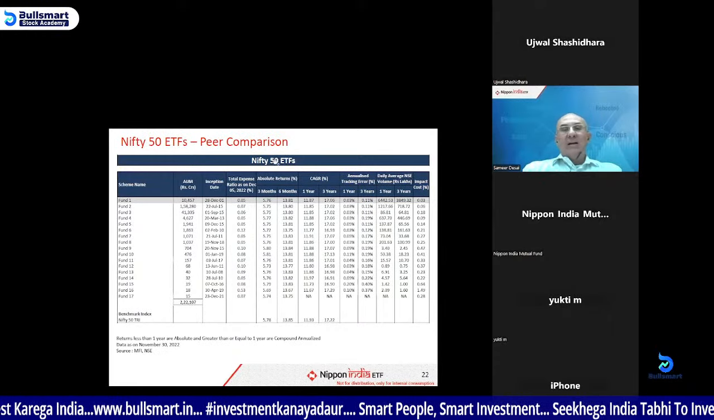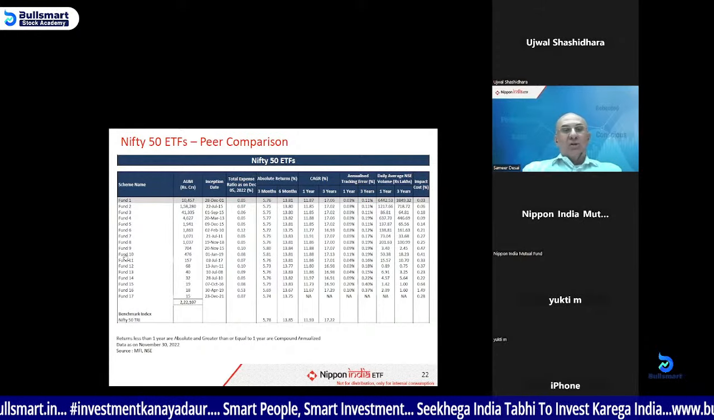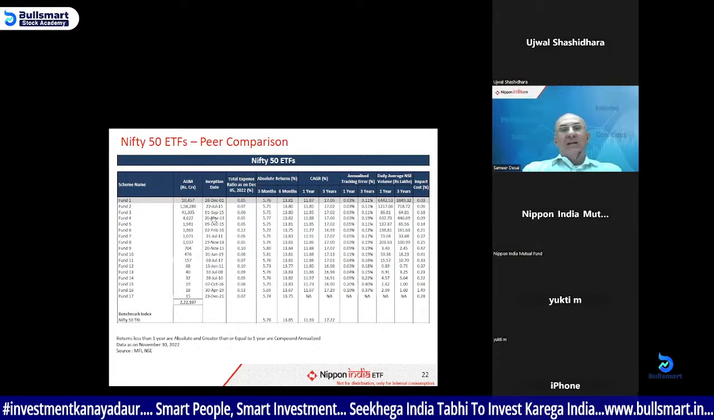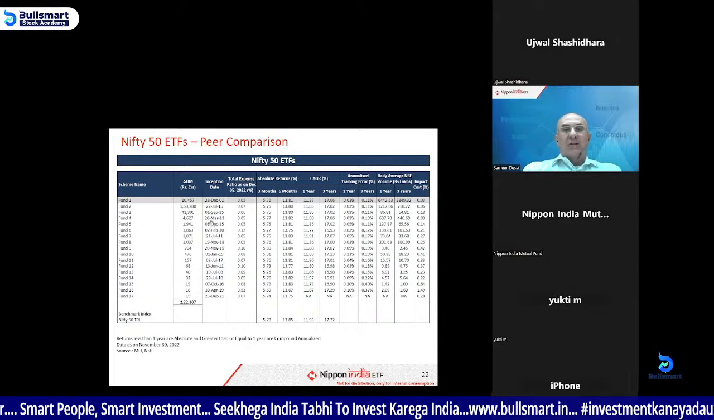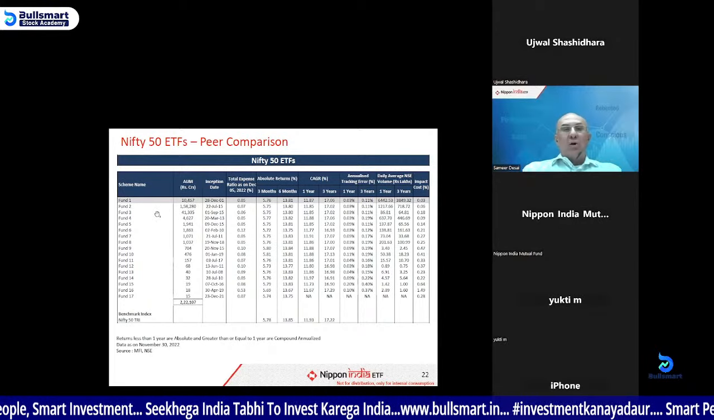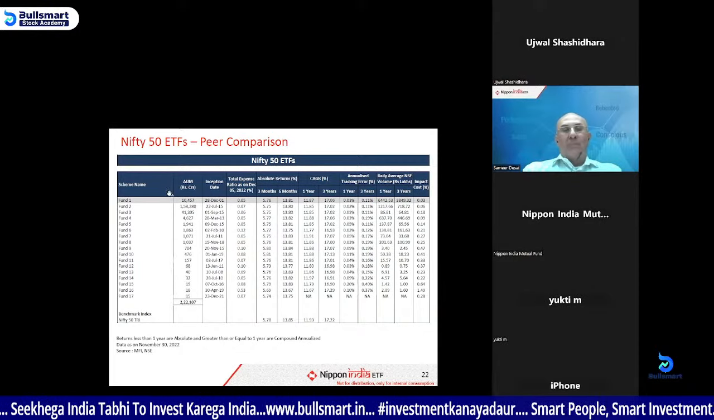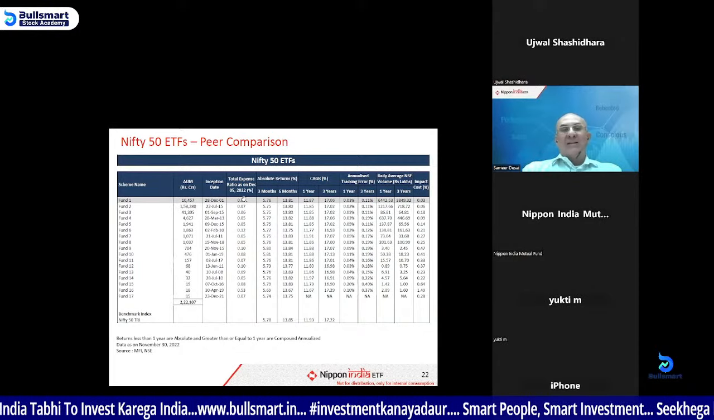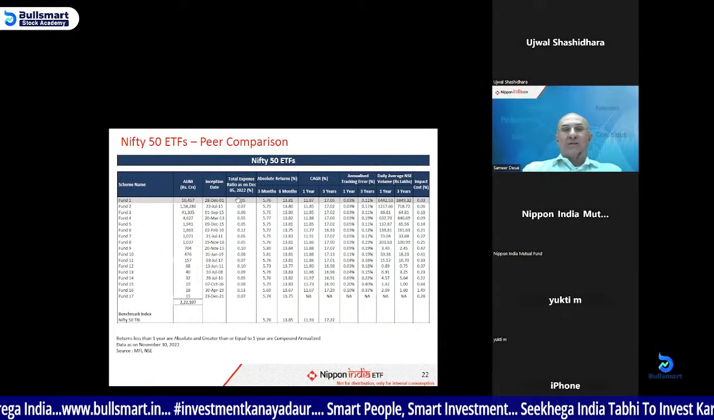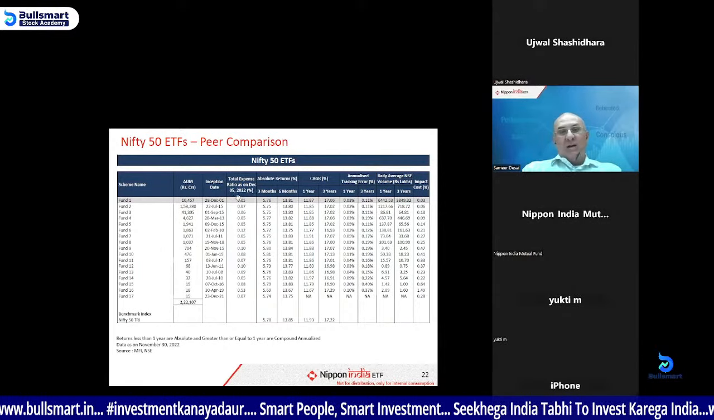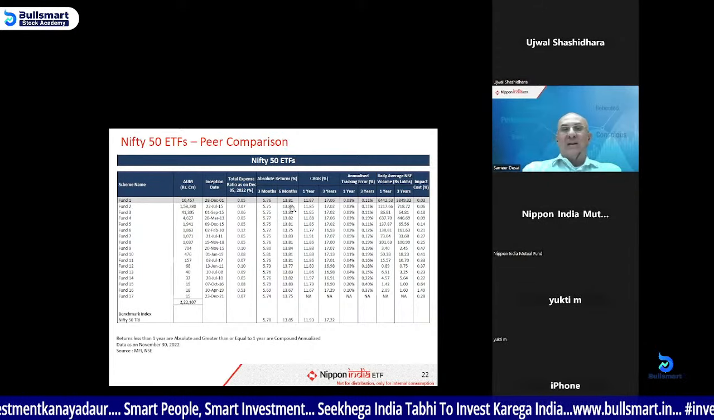So this is the table for the Nifty 50 category of ETFs. Here you have the various Nifty 50 ETFs available or listed on the stock exchanges in India. These are all the actual ETFs and these are all the actual numbers. We have removed the names for compliance reasons. But what is essential here is one has to see the cost, that is the annual expense ratio. So here it is 0.05%, a very low expense ratio. This is the large cap ETF.